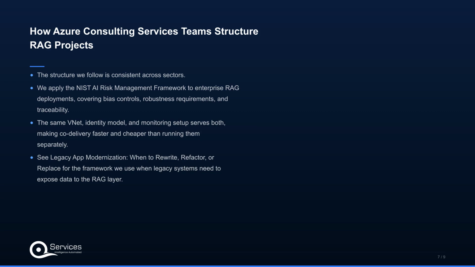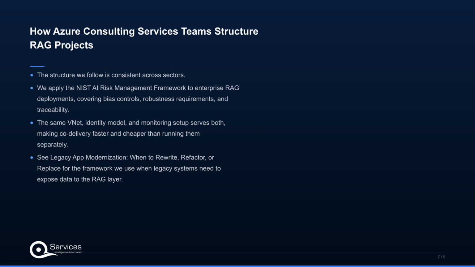We also evaluate whether the document storage layer suits a lift and shift to Azure approach or needs to be cloud-native from the start, which affects the ingestion pipeline architecture significantly. The build phase uses Azure DevOps Consulting Services style CI/CD from the first sprint, every component in source control, every deployment behind an approval gate.